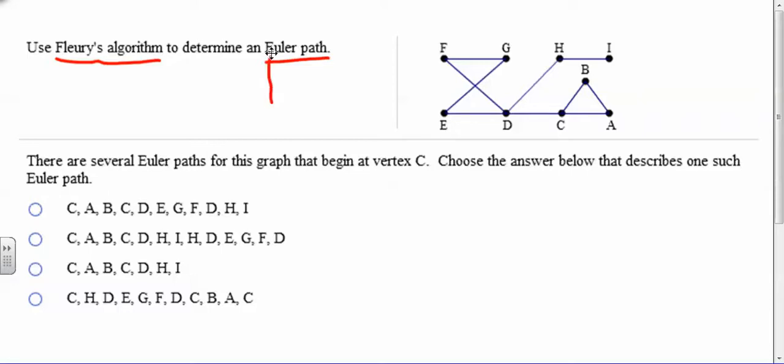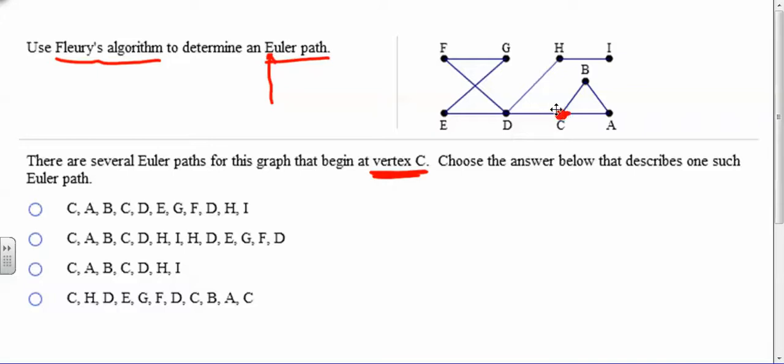Again, since it's an Euler path or circuit, and Euler begins with E, maybe that can help you remember that it deals with the edges of the graph. Edge also begins with an E. So in this problem, we are given a graph over on the right-hand side. Looks like it has 9 vertices and a bunch of edges. And it's a multiple choice problem, but they want us to begin our path at vertex C.